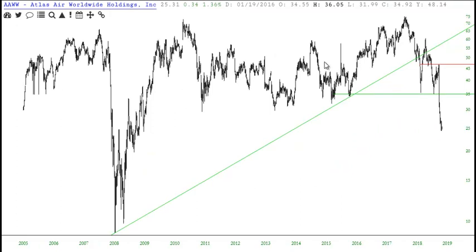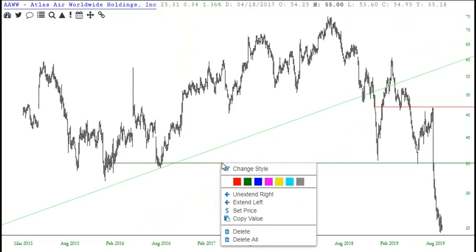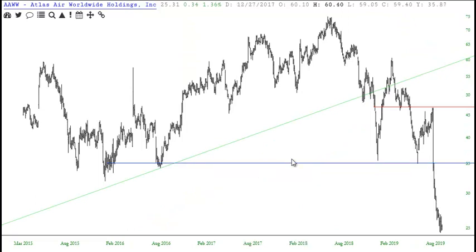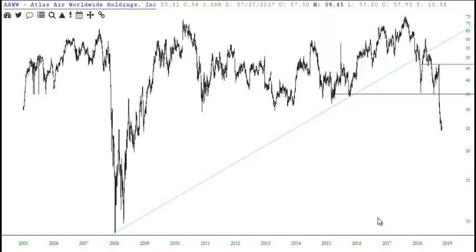Here is Atlas Air Worldwide, AAWW, and this is a good example of this particular line changing roles. So it had been support, now that it's failed, should the stock rally, this would be considered very strong resistance and would be a very interesting short opportunity at those levels.